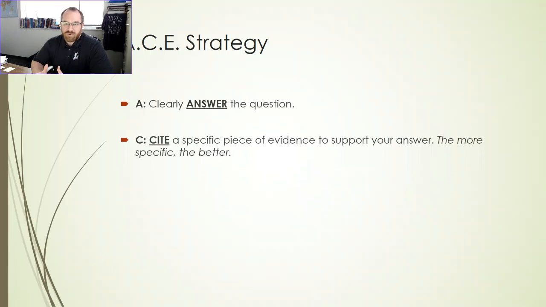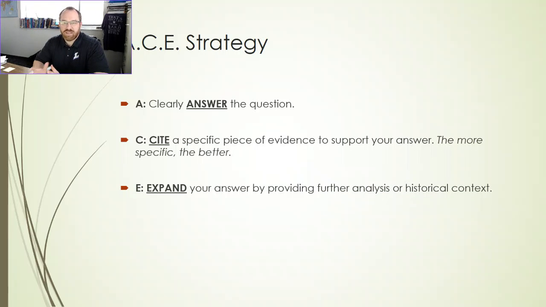Next one, C, represents cite, as in cite specific pieces of evidence. Usually you want to have more pieces of evidence to support your answer. The more specific, the better. And last up, E stands for expand. Expand your answer, providing further analysis or historical context. To put that in simpler terms, expand your answer by showing what you know.